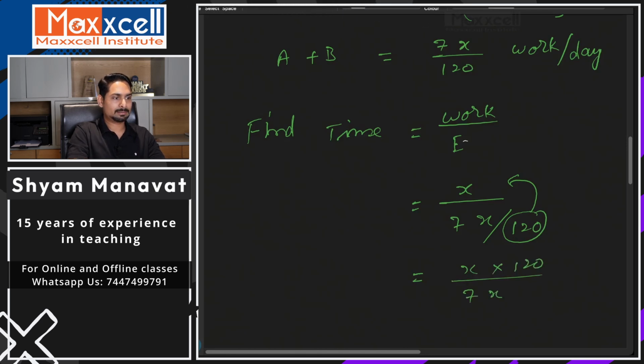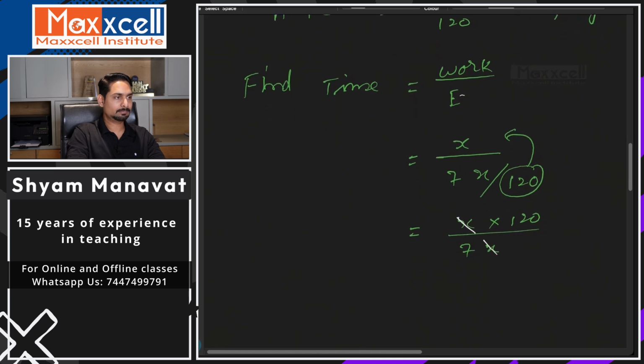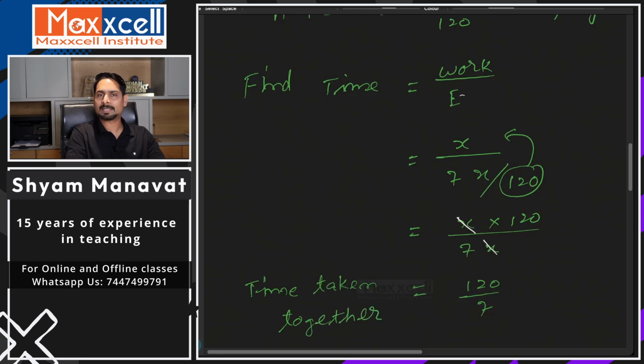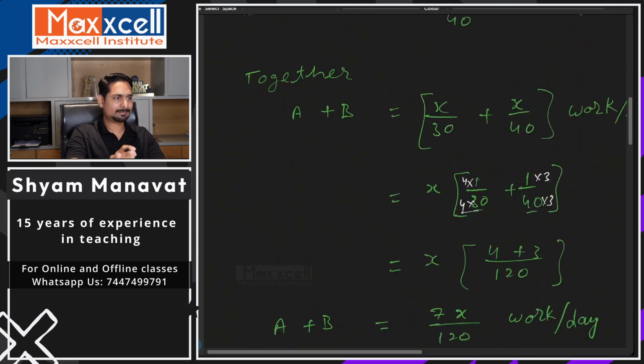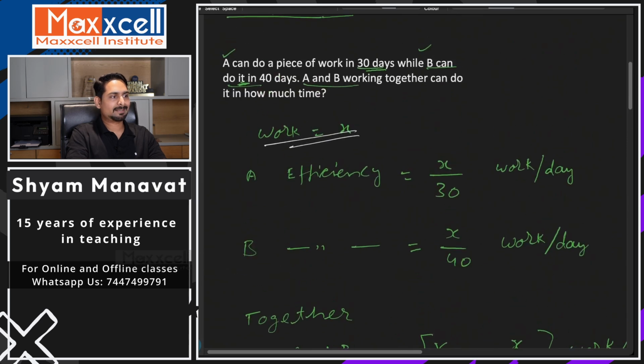Now you cancel x and x. What do you get here? You get 120 by 7. That's the time taken when they work together. I hope this part is clear. Step by step, let's revise.